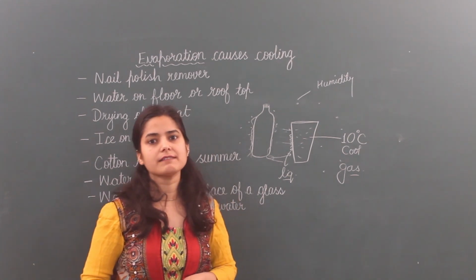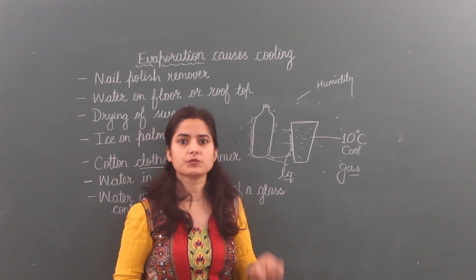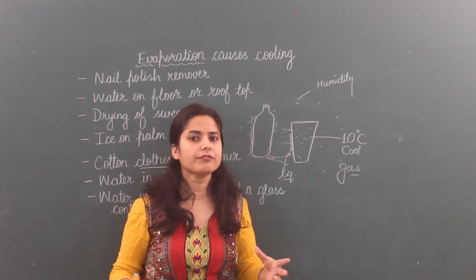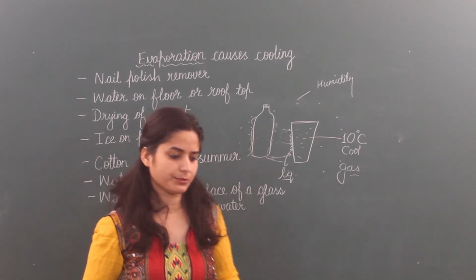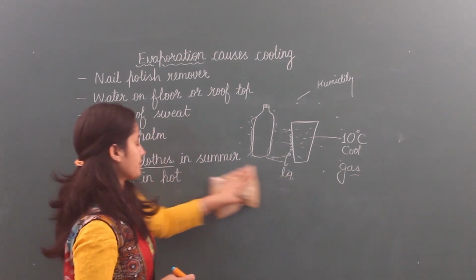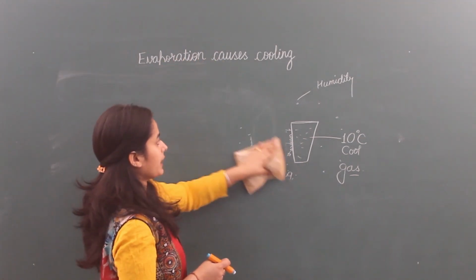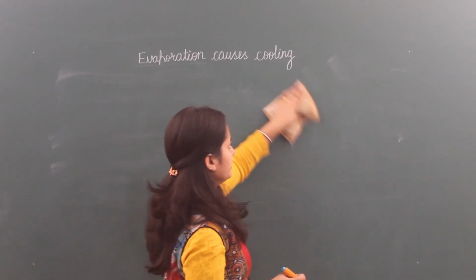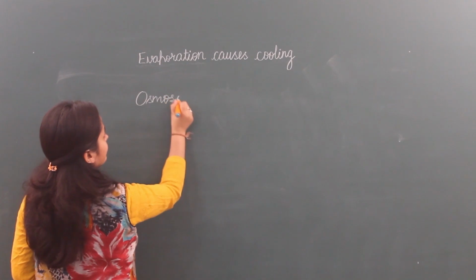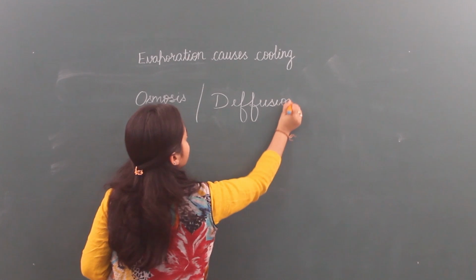In daily life it helps us in many things: drying of floor, drying of clothes, drying of sweat, maintaining the water cycle, etc. There are a lot of advantages of evaporation. Okay. Now a little bit of difference between diffusion and osmosis. It is very important. That last topic I am taking here with evaporation. Osmosis and diffusion. What is the difference in both?